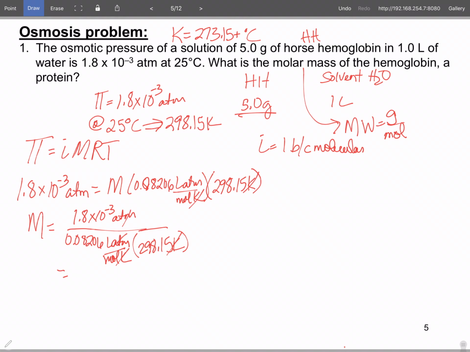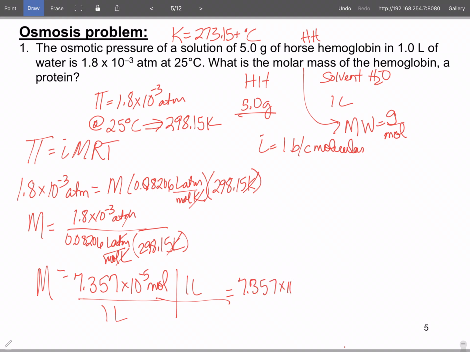So we end up with a molarity of 7.357. Let me erase that so you can read it. So my molarity is equal to 7.357 times 10 to the minus 5th. That's how many moles per 1 liter. And we're told that the volume of solution is 1 liter, so that leaves us with 7.357 times 10 to the minus 5th moles.